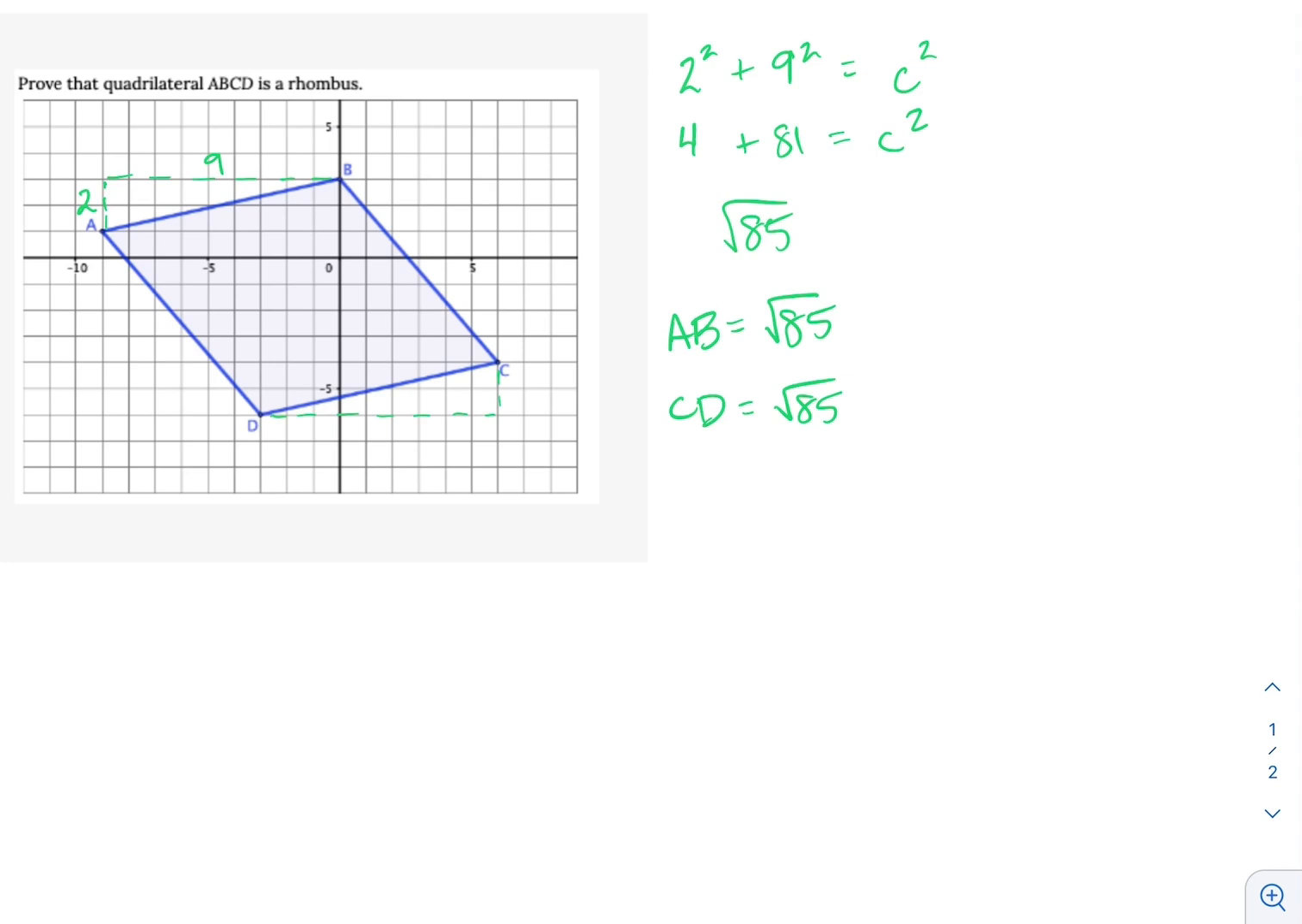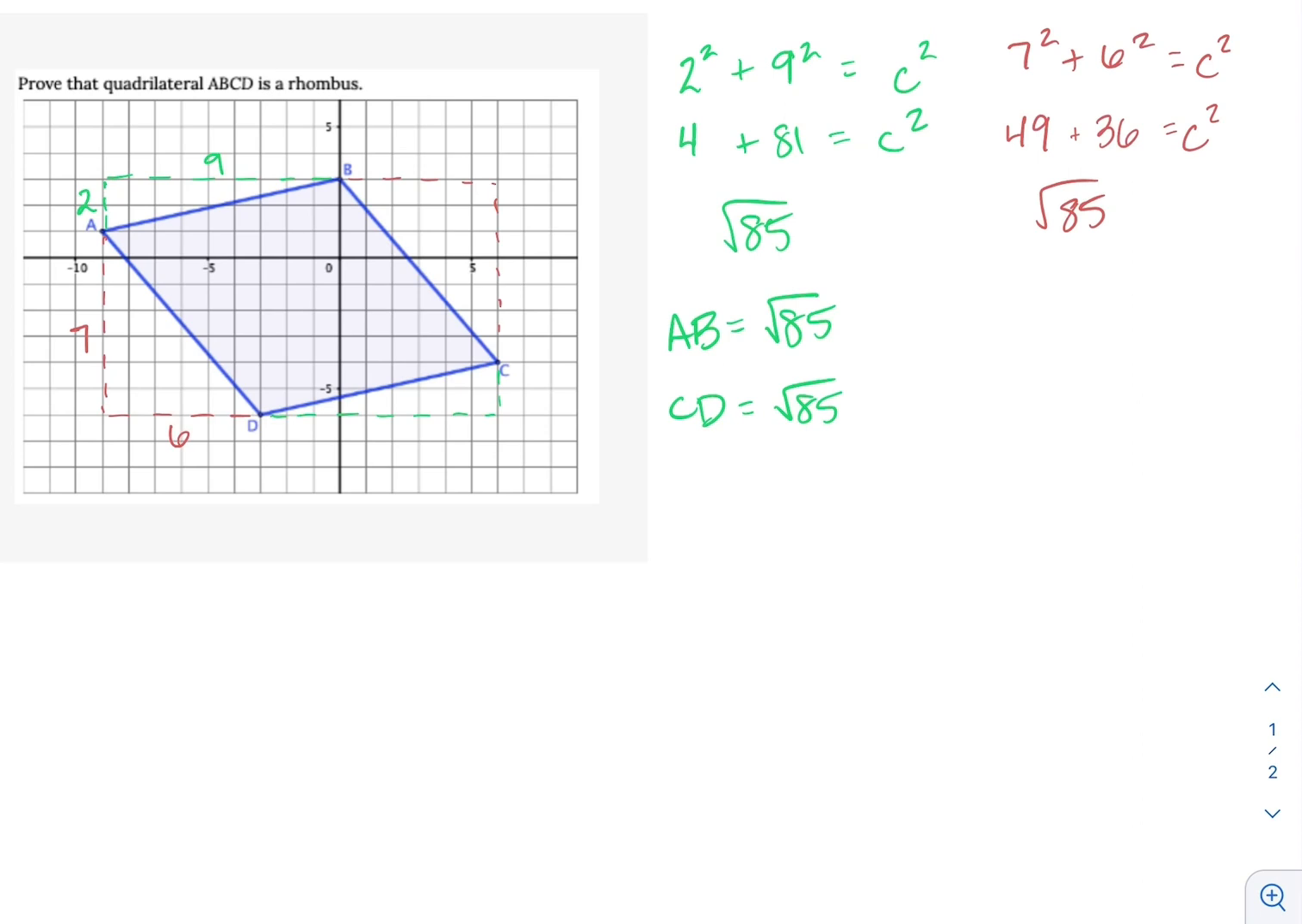All right, so AD and BC, opposite from each other, it appears that they will have the same horizontal and vertical distance. So that's 1, 2, 3, 4, 5, 6, 7 here, and 1, 2, 3, 4, 5, 6 should be the same from B to C. Also 6 by 7. All right, so I'm going to show that work over here. 7 squared plus 6 squared equals c squared. 7 squared is 49. 6 squared is 36. 49 plus 36 also gives me 85.